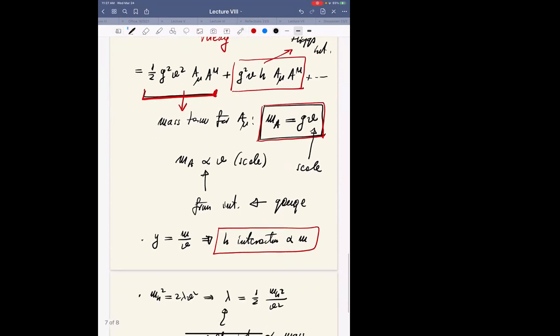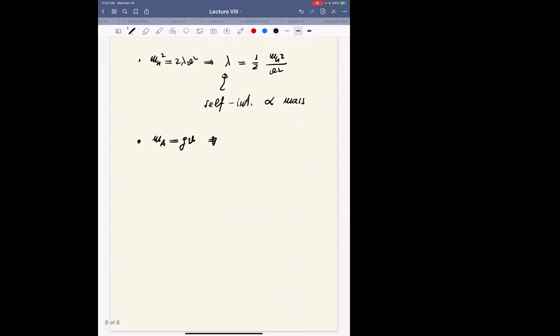And it's given by g square v. In other words, notice we have a term which is g square v h A mu. This is why I kept this term. This is nothing but g M_A h A mu. The coupling of the Higgs to the gauge boson, again, interaction proportional to mass.